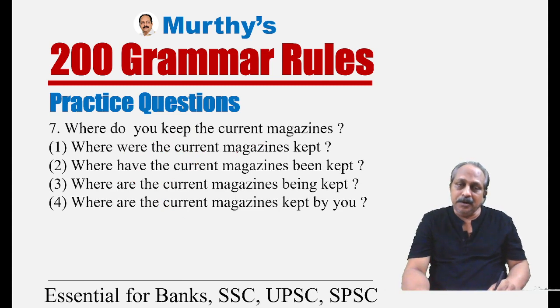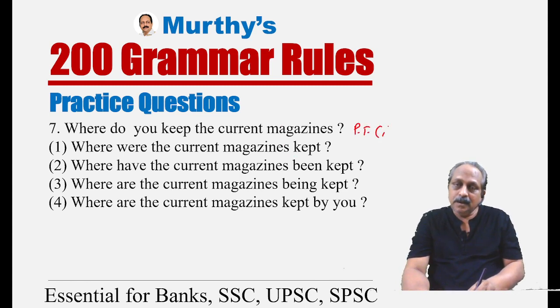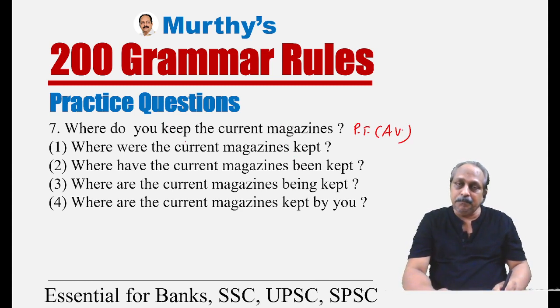Where do you keep the current magazines? Where do you keep? It is present tense. Active voice. Present tense, passive voice, you have to look for the primary auxiliary in the present form plus verb past participle form. Here primary auxiliary to be in the past, not correct. And here where do you keep? You cannot use have. Where are the current magazines being kept?